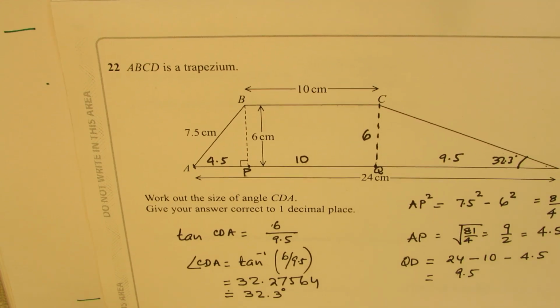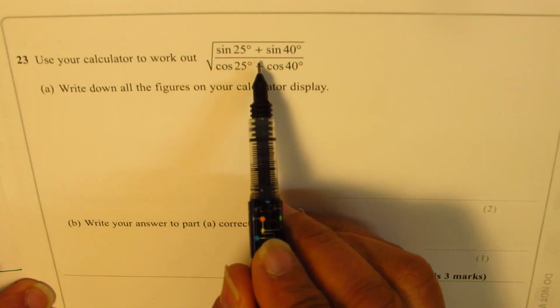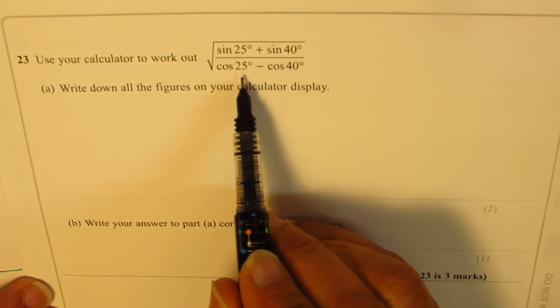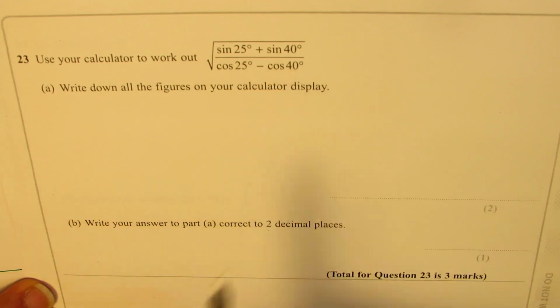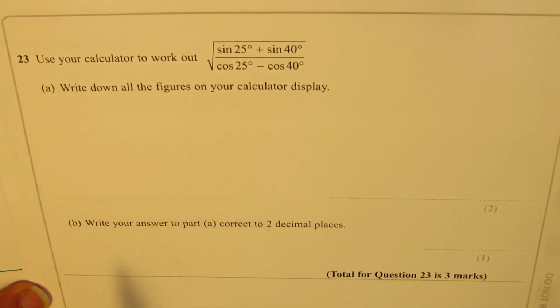Let's move on to question number 23. Use your calculator to work out square root of sine 25 plus sine 40 divided by cos 25 minus cos 40 degrees. Write down all the figures on your calculator display. Write your answer to part A correct to 2 decimal places.